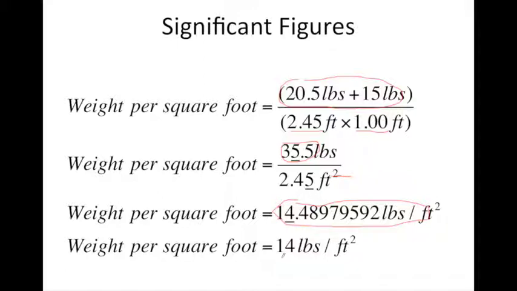So I would round this to 14 pounds per feet squared. Because this is a 4, I don't round up. I just leave the 4 as it is. So the final answer here would be 14 pounds per feet squared. Okay, so this is a very important rule to remember. Don't round until the end. Keep track of the sig figs after each operation.